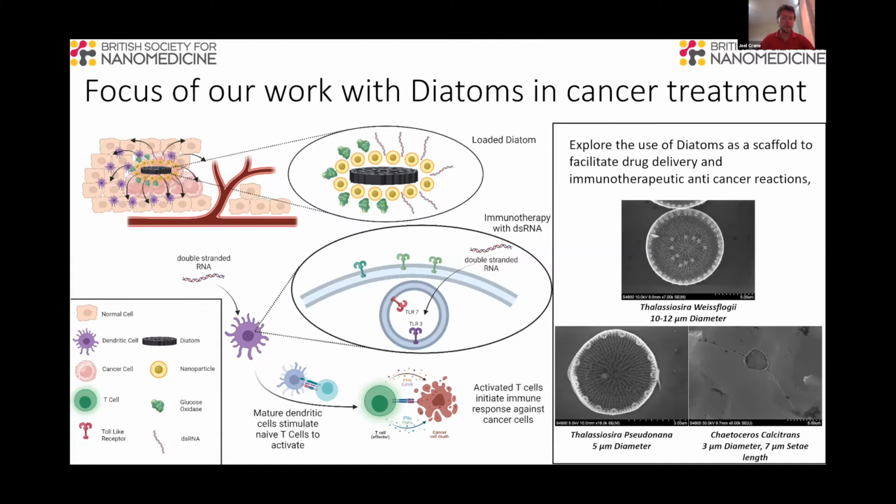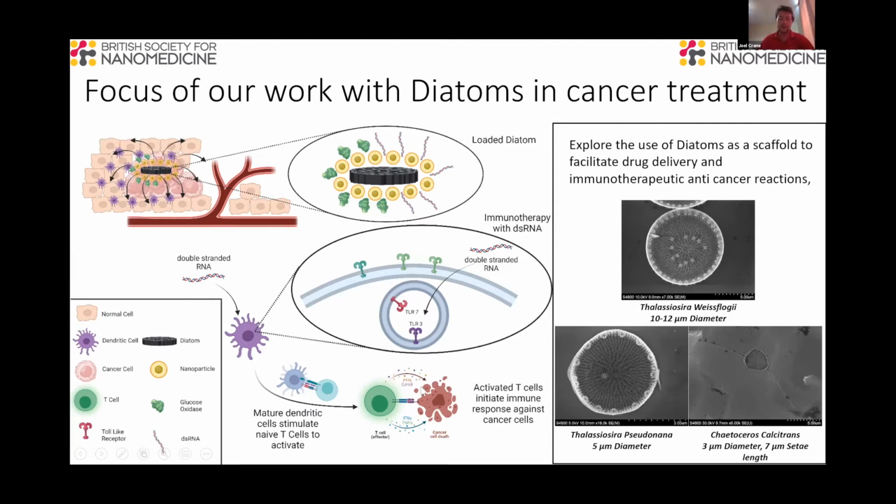responses locally. So one way we've been doing this from an immunotherapeutic perspective is we've attached double-stranded RNA to the diatoms. These are then internalized into dendritic cells, which are picked up by toll-like receptors. These then mature the dendritic cells, which then go on to activate T cells, and then the activated T cells can then go on to initiate an immune response against the cancer cells.